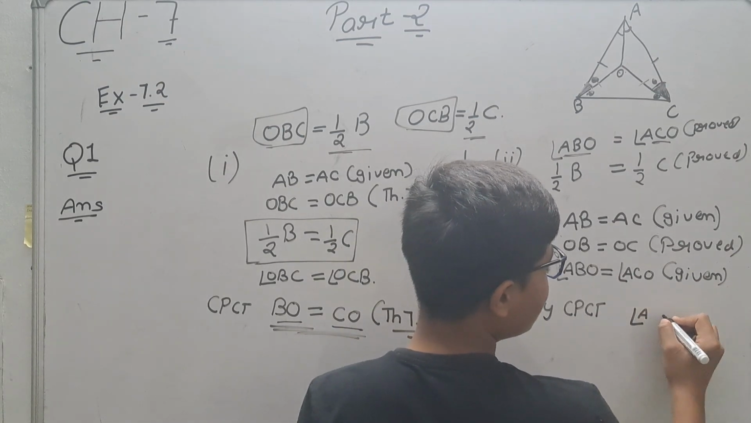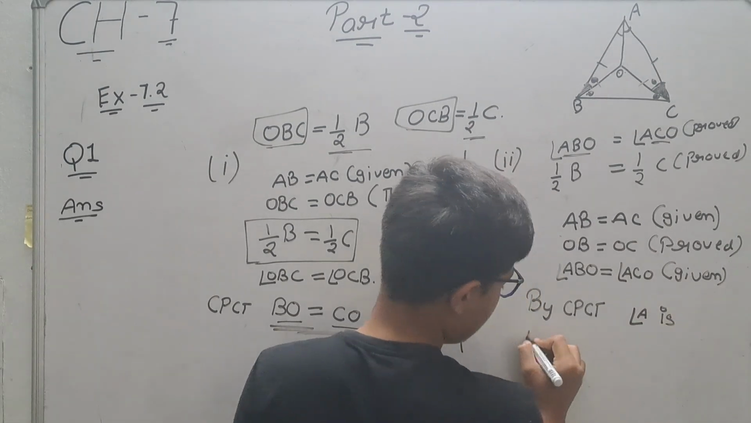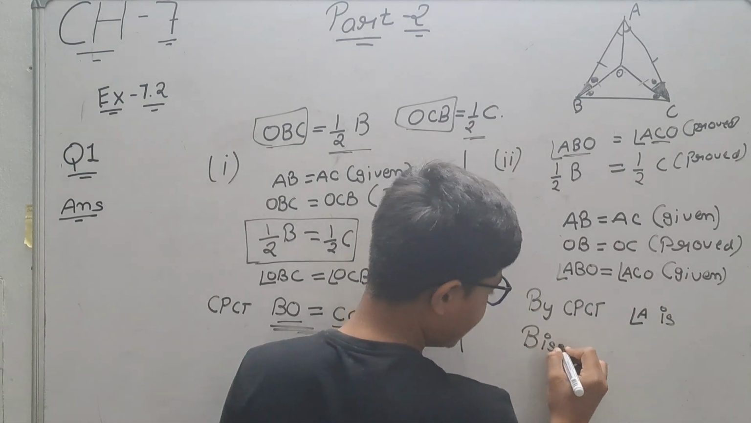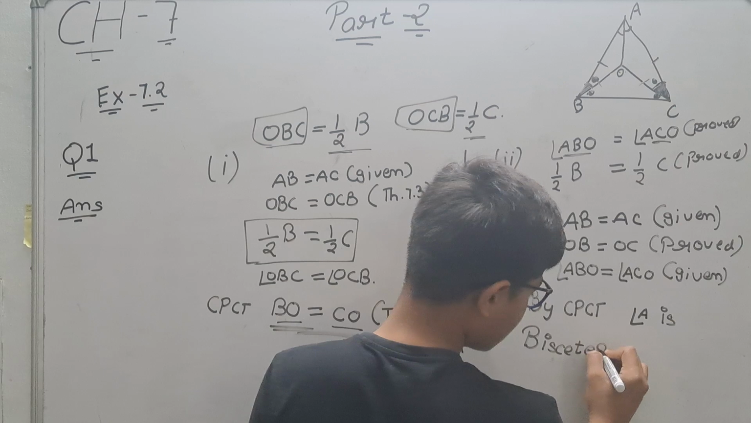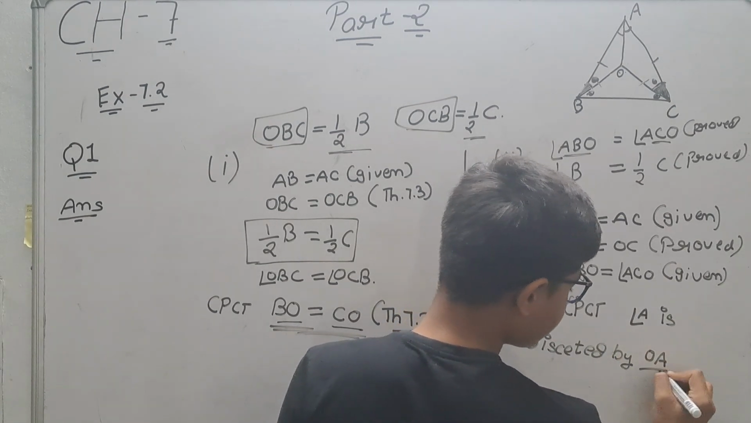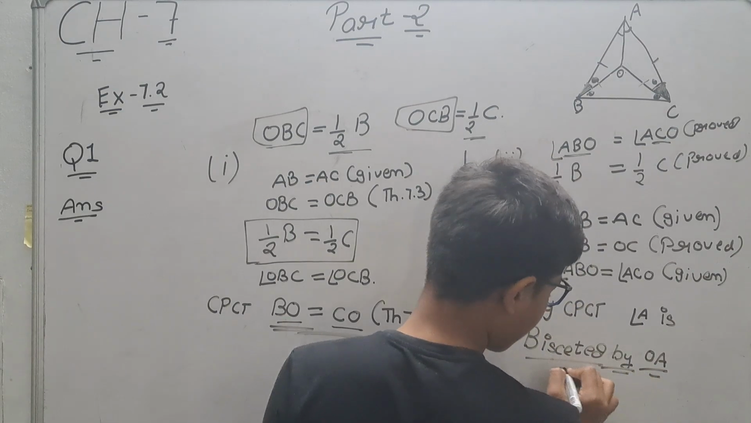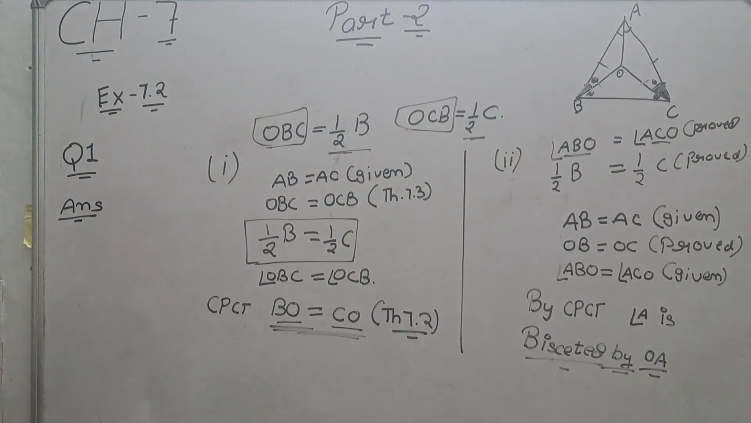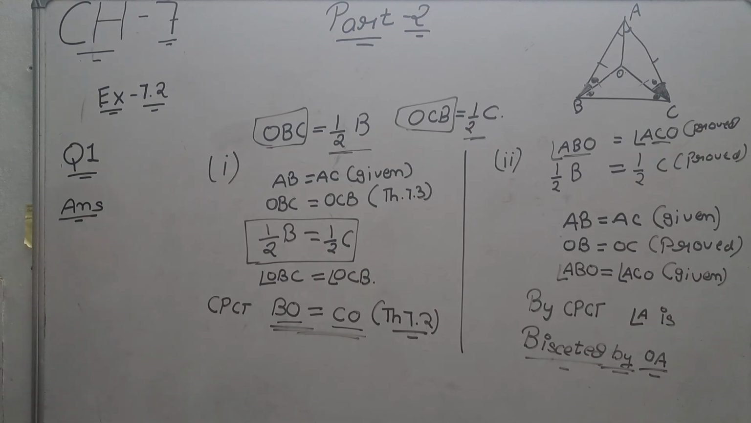Angle A is bisected by AO. Here is our answer, students. Here is our answer of the first part of the first question.